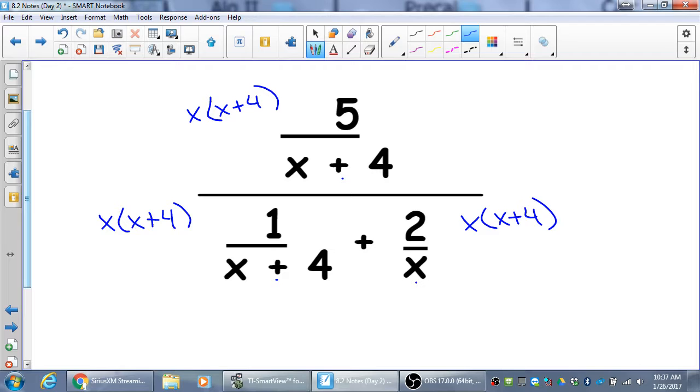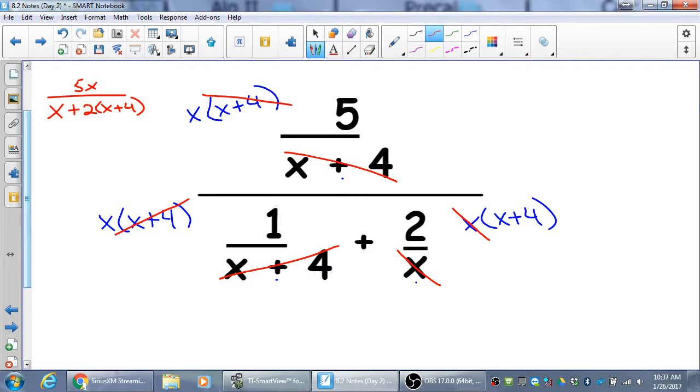On top, because we have an x plus 4 on top and an x plus 4 on the bottom, these cancel out with each other, and all I'm left with on top is 5x. On this next one, the same thing happens. The x plus 4's cancel, but I'm left with x there. And then over here, the x's cancel, so I have a little bit more to do on this one because 2 times x plus 4 is left over.